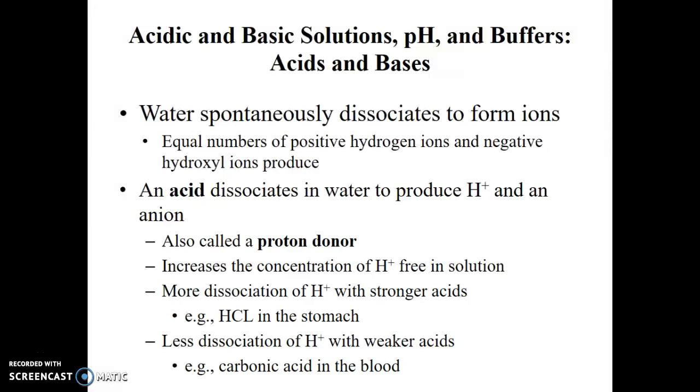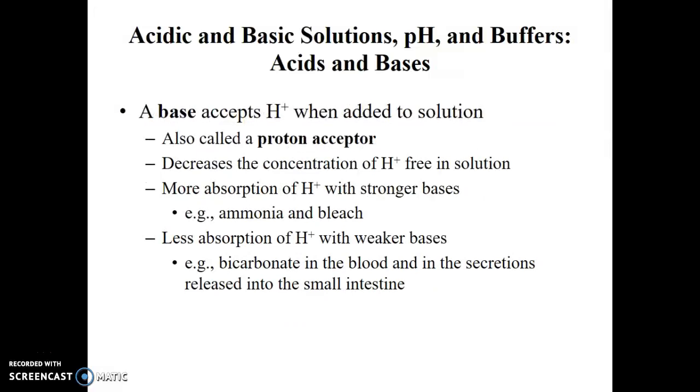Acids are proton donors, and depending on the amount of hydrogen ions they give, the stronger the acid is. Bases are considered proton acceptors. The stronger bases can pick up more hydrogen ions. Weaker bases can pick up less hydrogen ions. But bases always accept hydrogen ions.